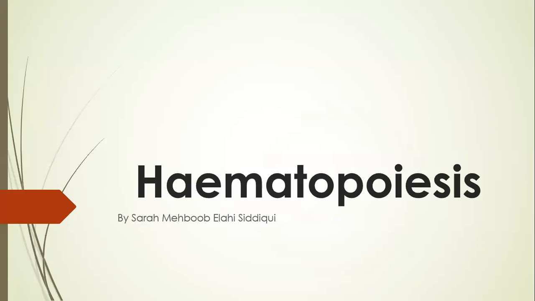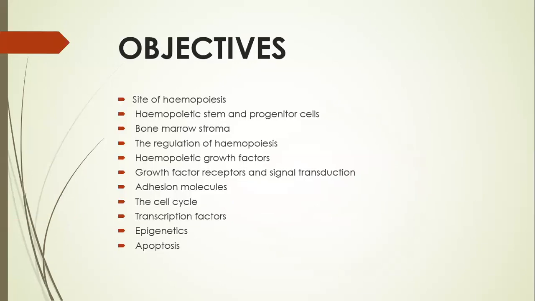अस्सलाम वालेकुम क्लास, हमारा आज का टॉपिक है हेमेटोपोइसिस। हेमेटोपोइसिस क्या है, कैसे होता है, ये तमाम की तमाम चीजें आज हम इस लेक्चर में कवर करेंगे। The objectives of the hematopoiesis is, सबसे पहले जो हम डिस्कस करेंगे, that is the site of hematopoiesis, hematopoietic stem and the progenitor cells, bone marrow stroma cells, the regulation of the hematopoiesis, hematopoietic growth factor receptors and the signal transduction, the adhesion molecules, the cell cycle, the transcription factors, epigenetics, and apoptosis at the end.